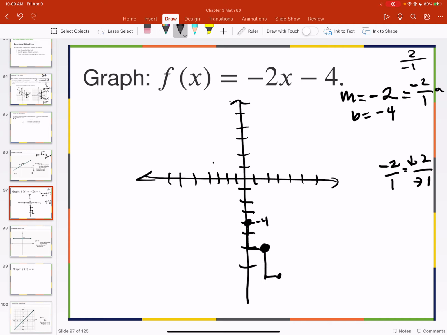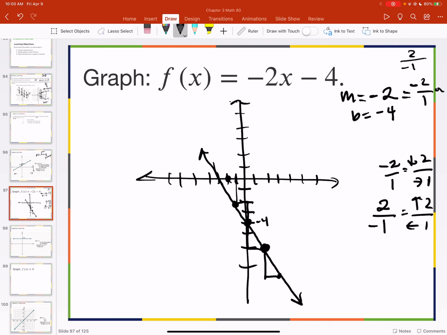Okay, so then you just draw your line through here. If you want to go in the other direction, you could also have thought of it as 2 over negative 1, which would mean that it goes up 2 and to the left 1. So starting from here, up 2 to the left 1, up 2 to the left 1.